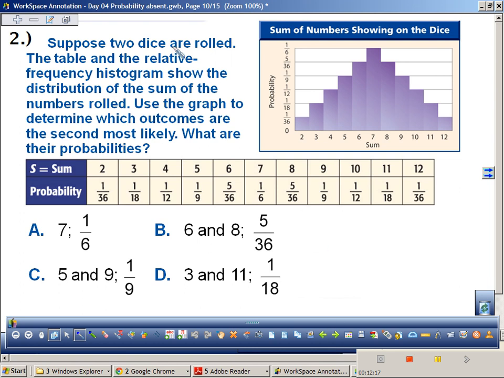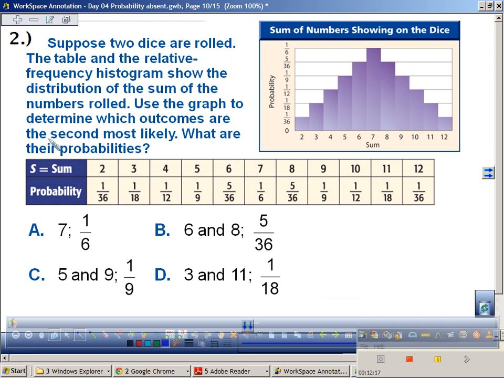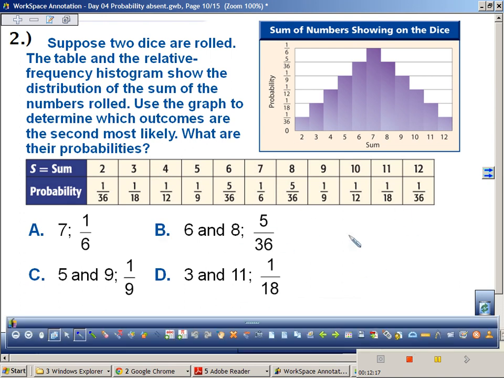Okay. Last one. Suppose 2 dice are rolled. Table and the relative frequency histogram show the distribution of the sum of the numbers rolled. Use the graph to determine which outcomes are the second most likely. What are their probabilities? So go ahead and pause, give you guys a second to discuss it, and then I'll have the answer on the next page.